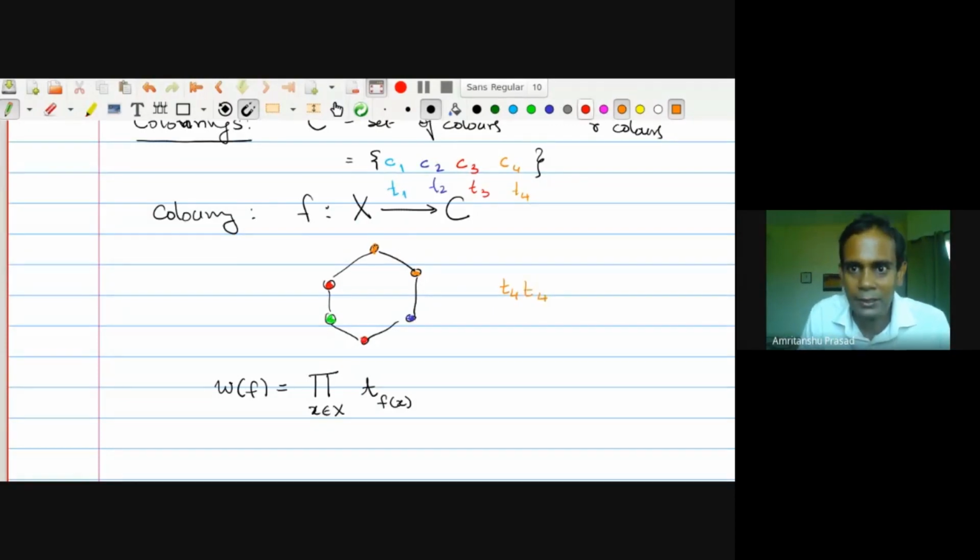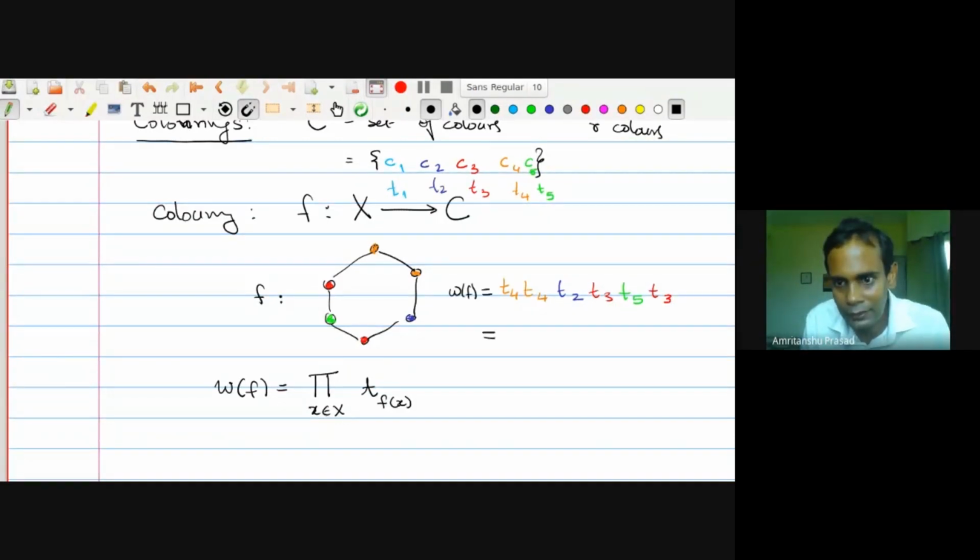The third bead's color is T2. The fourth bead color is T3. The fifth bead's color is, whoops, I don't have, let me add this color green, C5, and it will have variable T5. So this is T5, and then again T3. So the weight of this, if I call this F, then the weight of F is this.